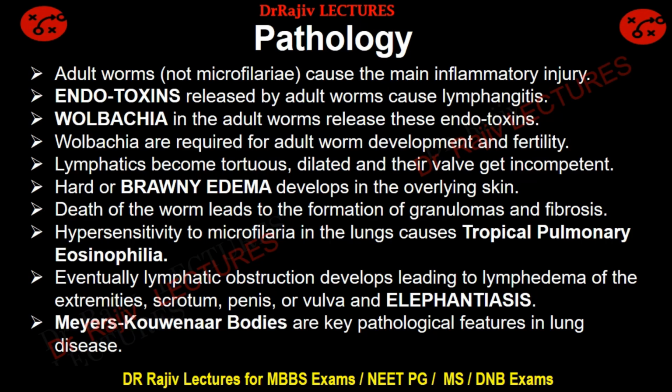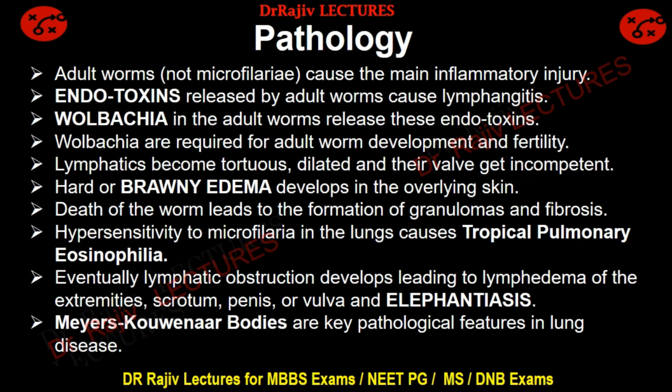The lymphatics become tortuous and damaged, and their valves become incompetent due to infiltration of plasma cells, eosinophils, and macrophages in and around the infected vessels, as well as due to endothelial and connective tissue proliferation. Hard or brawny edema develops in the overlying skin due to lymphedema, chronic stasis, and connective tissue proliferation. The lymphatic vessel remains patent as long as the worm remains viable.